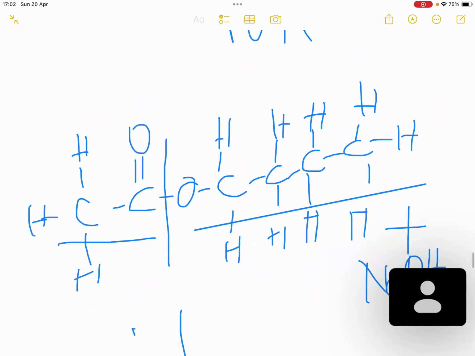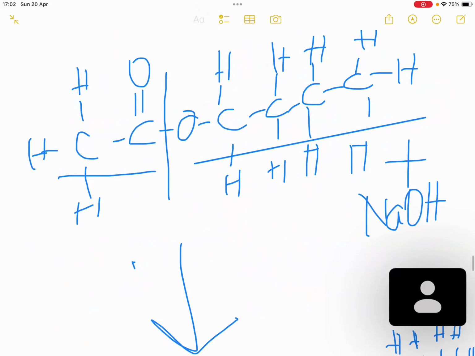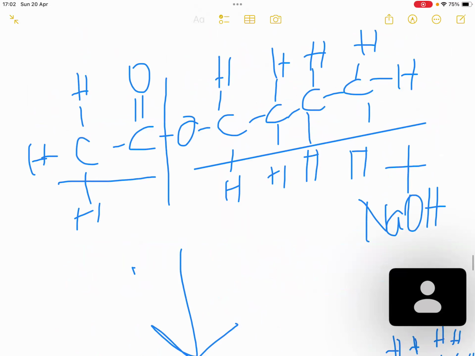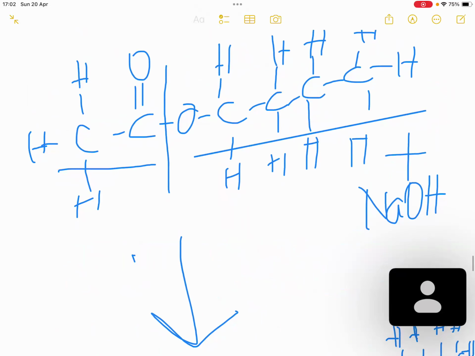So here we have 1, 2, 3, 4 carbons from the alcohol. That's butyl. 1, 2 from the acid. So this is butyl ethanoate, and I'm reacting butyl ethanoate with sodium hydroxide. When I react it, the molecule breaks between the carbon and the oxygen right here. So I'm splitting the molecule here.